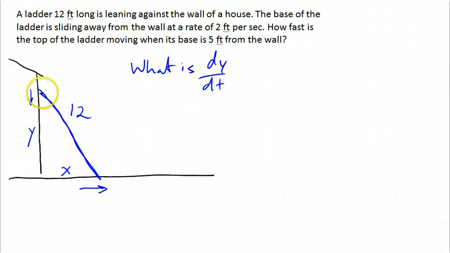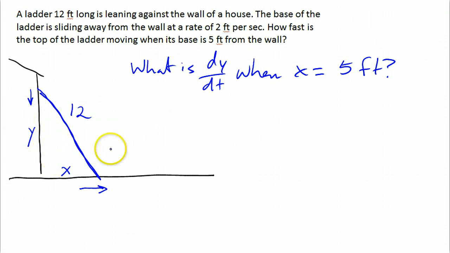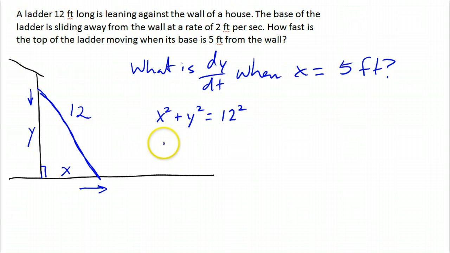How fast is the top of the ladder moving when x is 5 feet? That's our key question. So what do you think would relate x and y together? Well, I'm looking at this triangle, and it looks like a right triangle, so let's do the Pythagorean theorem. x squared plus y squared will equal 12 squared. And that will relate x and y to each other.